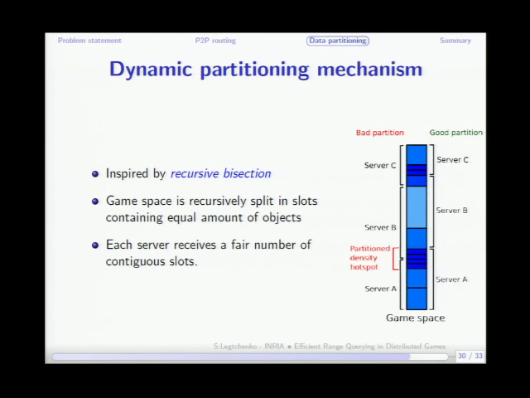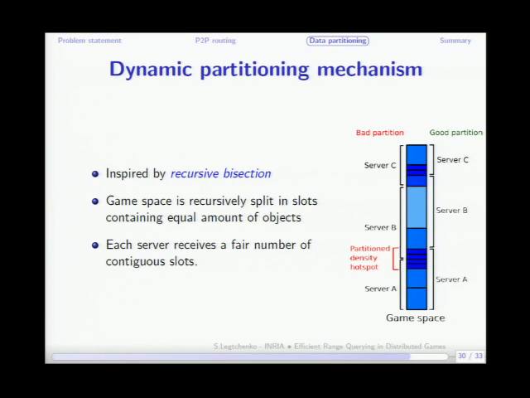The load balancing partitioning mechanism is inspired by recursive bisection, which means that the game space is recursively split into slots, each slot containing approximately the same number of objects. And then each server gets a fair amount of contiguous slots. I said fair amount and not equal amount because the coordinator may choose to give more slots to one server if it prevents the partitioning of a hotspot.